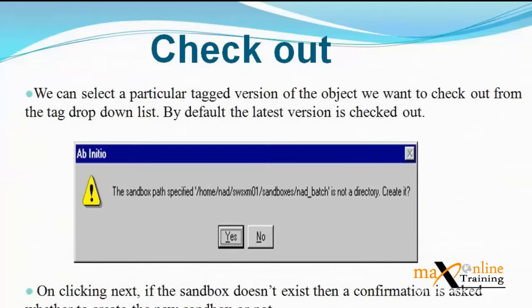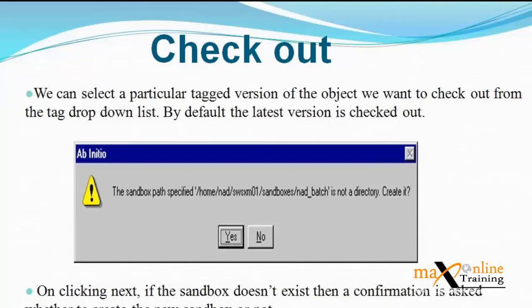So this is the warning message: sandbox path is not a directory, create it. You'll get something like this. Just a clarification, if I am checking out an old version, and let's say I'm rolling back something, when I check in again, it will be creating a new version, right? Right. For example, 5, 6 and 7 exist, and the new version 8 will be created, which will be equal to 5.